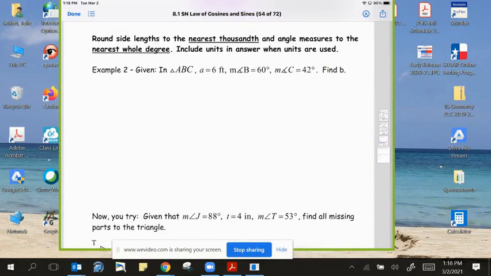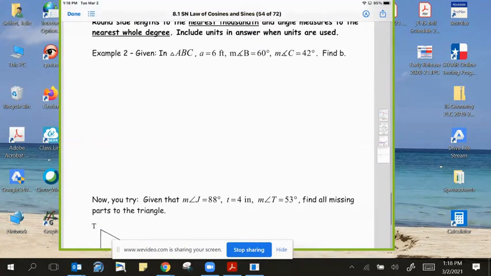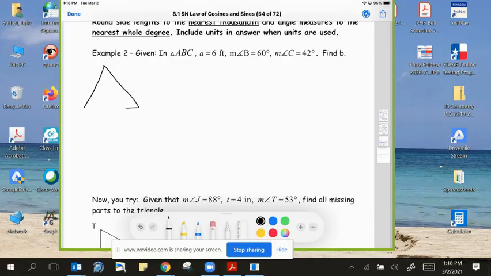All right, let's take a look at example 2. We don't have the triangle drawn, but we can draw our own. Triangle ABC. Side little a is opposite the triangle from angle A, so little a is 6. Angle B is 60 degrees. Angle C is 42 degrees. And we are looking for side B.